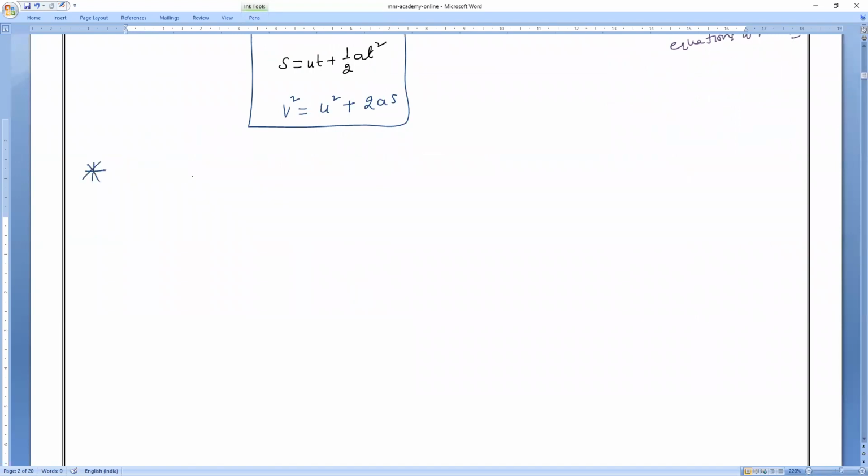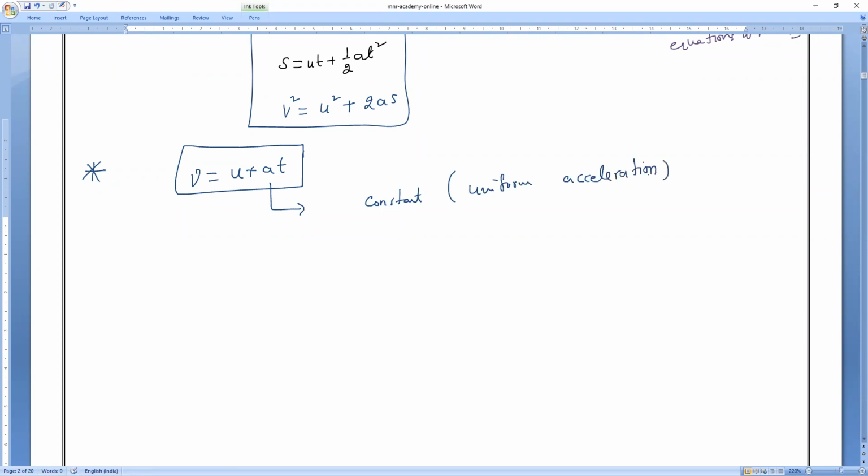So let us now derive the first equation of motion, v equals u plus at. Clear, everybody? Now, a here is a constant acceleration, or we can say uniform acceleration. What do you mean by uniform acceleration, Pradosh? Velocity changing how? Uniformly or non-uniformly? Uniformly. Understood?